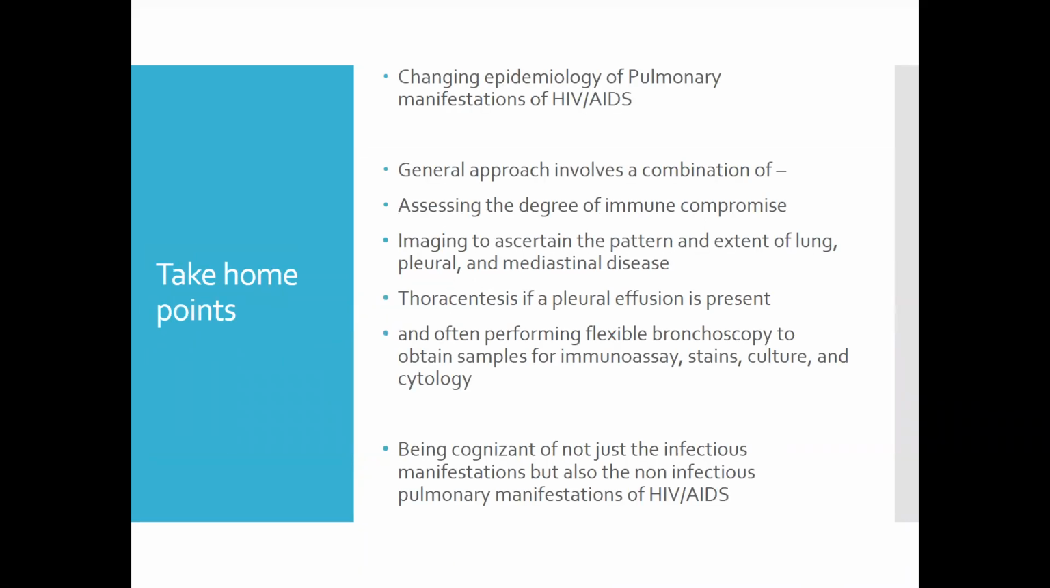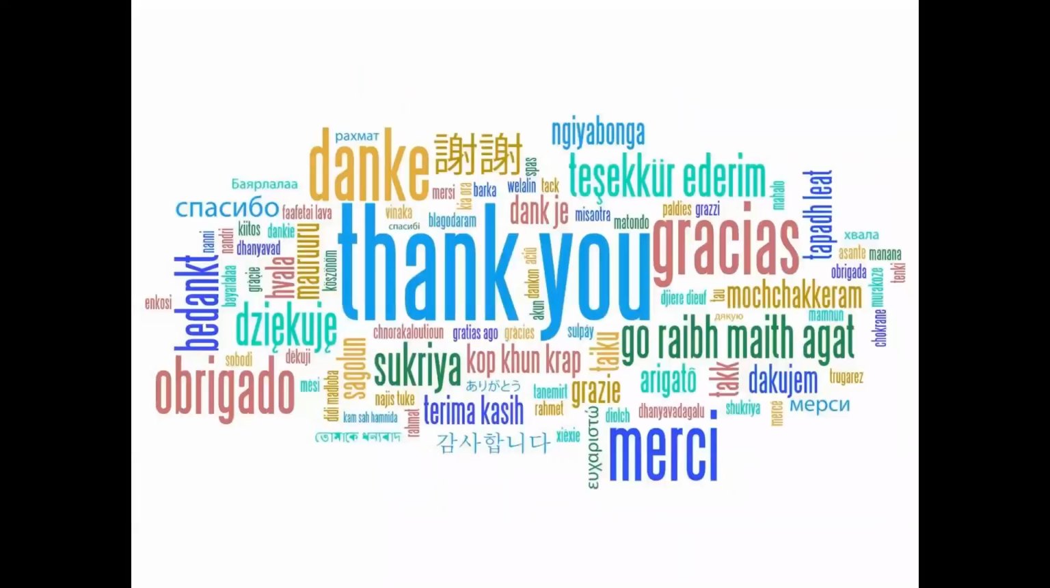So overall take-home points, I know I started late, so I apologize for ending late. We have a changing epidemiology of the pulmonary manifestations pre and post HAART era, and need to be cognizant of that. A general approach would involve a good history and physical, assessing the amount of immune compromise by CD4 counts, and also imaging and thoracentesis when needed. And last but not least, it's not just the infectious complications, but as I mentioned, the non-infectious complications are significantly important. Any questions?